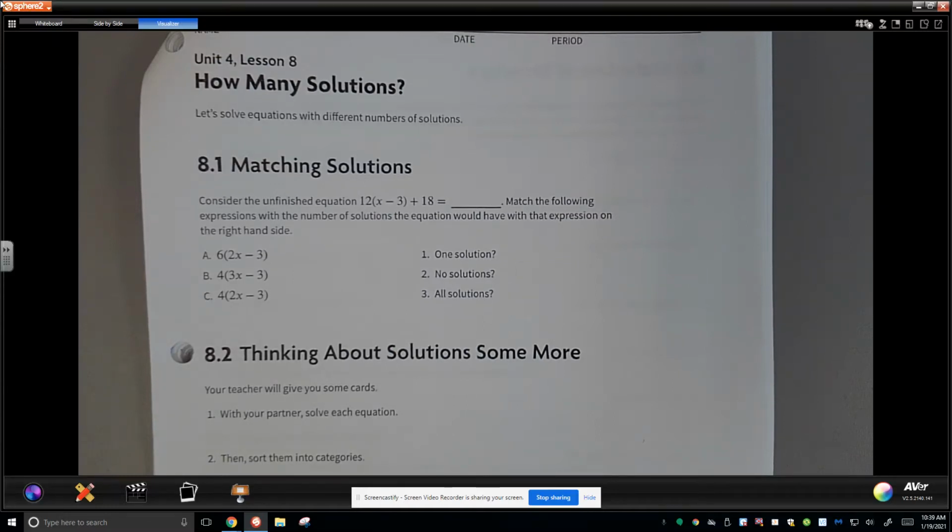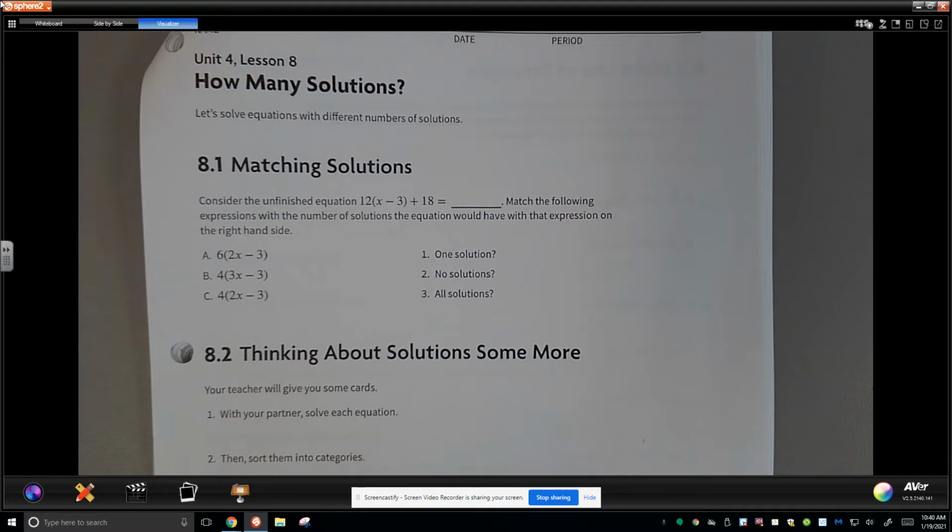Today we are doing Unit 4, Lesson 8, How Many Solutions? We are going to look for strategies to be able to figure out how many different solutions there are to an equation. If we take some time and actually watch what we're doing and look at it step by step, we can start to recognize what it means to have one solution, no solution, and infinitely many solutions.